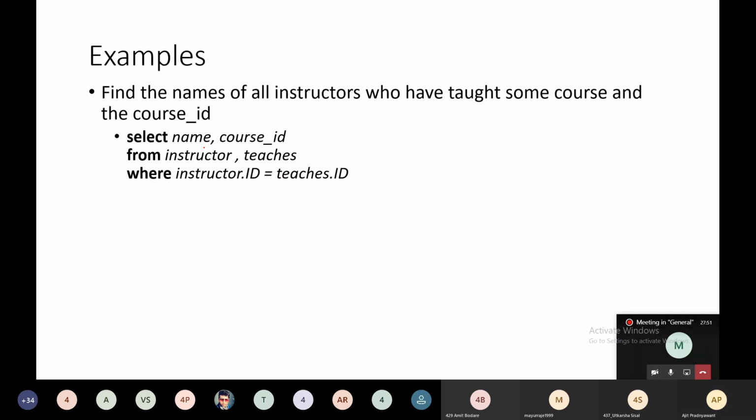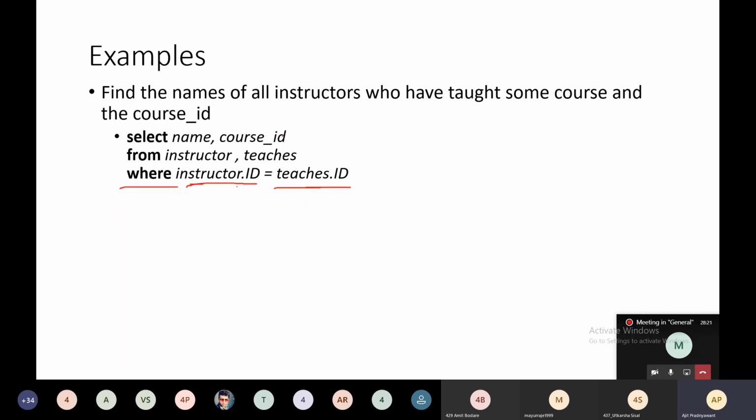Select name, course ID from instructor, teachers. And we require this where condition: instructor.id is equal to teachers.id.